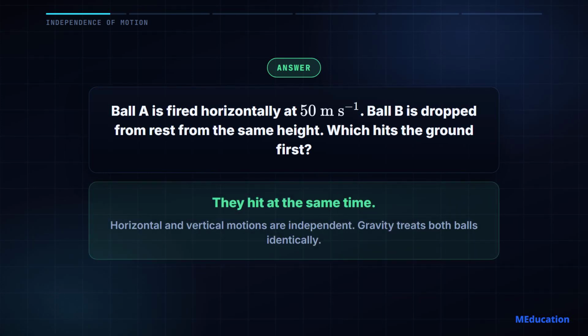They hit the ground at the exact same time. Both balls have the same initial vertical velocity of 0 and the same vertical downward acceleration of 9.81. Because horizontal and vertical motions are independent, the fired ball's massive horizontal speed does not keep it in the air a fraction of a second longer.